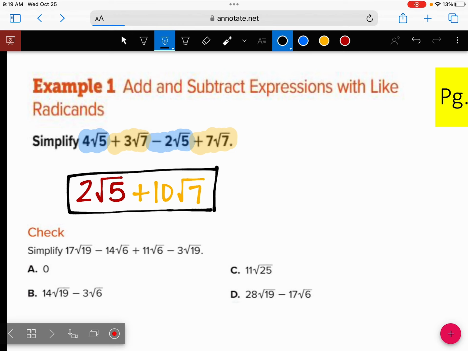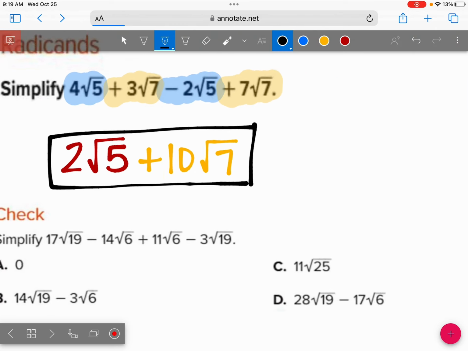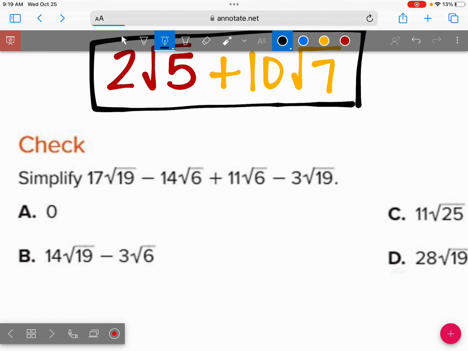All right, who picked A? B? C? D? Okay. Sounds like most people said it was B, so let's look at it. Let me go ahead and zoom in here. So these two are like terms right here. So we can add those together because they both have a 19. So I'm adding the number in front of the radical. So that would be a 17 and a negative 3. 17 minus 3 is 14.